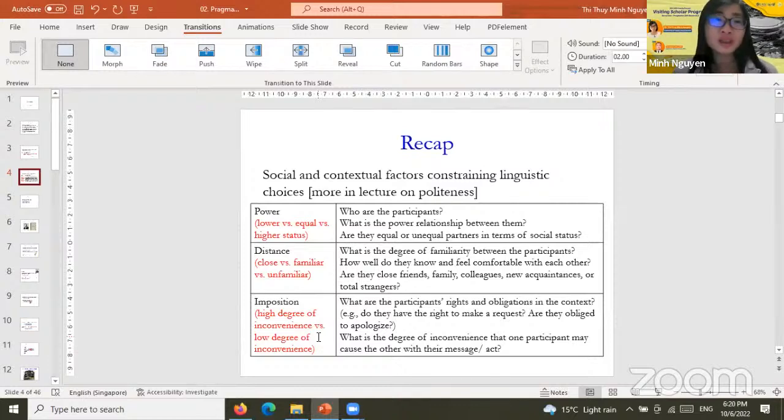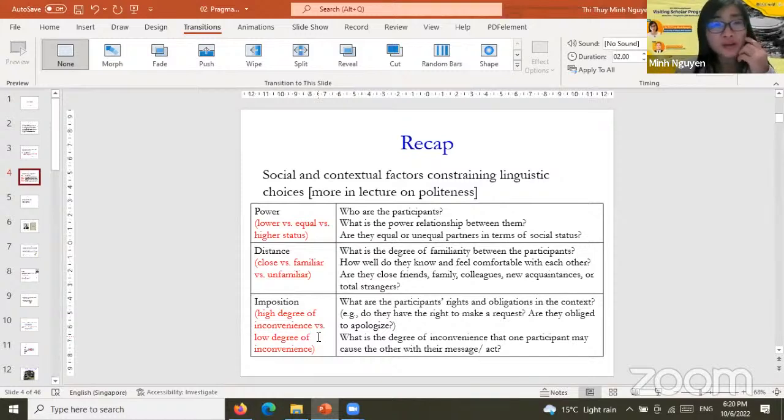That's why we usually address authority figures such as our boss, our teacher, people of higher social status, respectfully and formally. We don't address them by, for example, first name, just like friends, right? Like in my language, for example, we need to address the teacher with a title, and some honorifics as well, to show our respect.